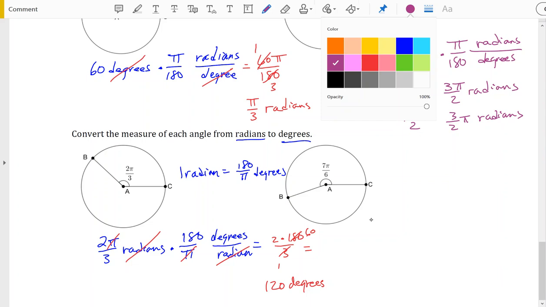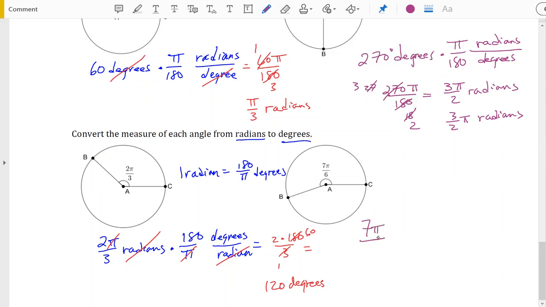Now that you've had a second to pause and try the second one, we've got an angle of 7 pi over 6 radians. We will multiply by our conversion factor of 180 degrees per pi radians. When we multiply, we know that our pi's are going to cancel out, our radians are going to cancel out. We can also go ahead and simplify the 6 and the 180, that is 30. And we are left with 7 times 30, which is 210 degrees.